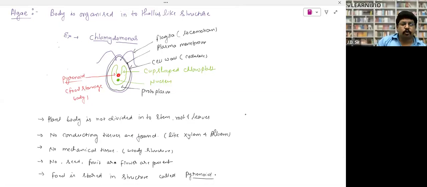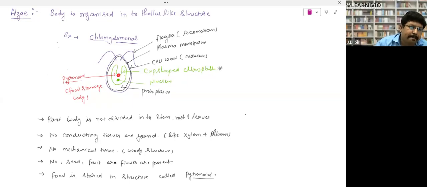Now the representative algae is Chlamydomonas. This is the structure of Chlamydomonas: flagella, plasma membrane, cell wall. They have a cup-shaped chloroplast. This is important. There is a nucleus, and there is a pyrenoid.